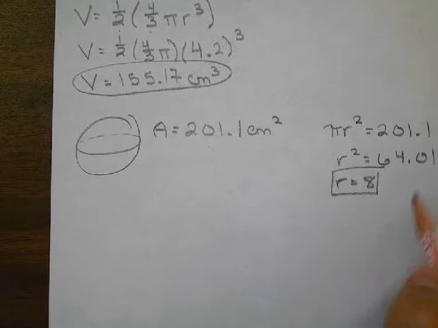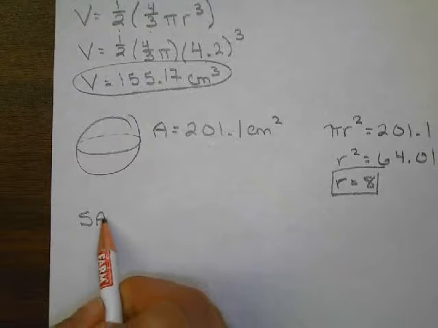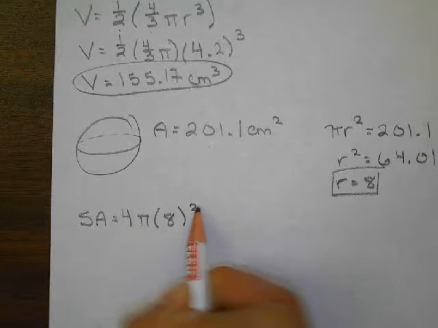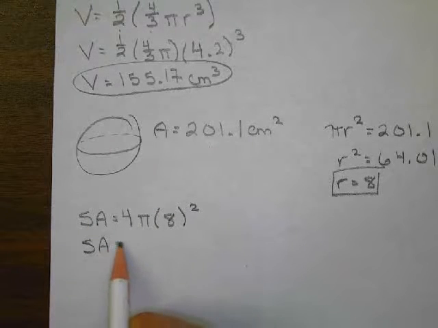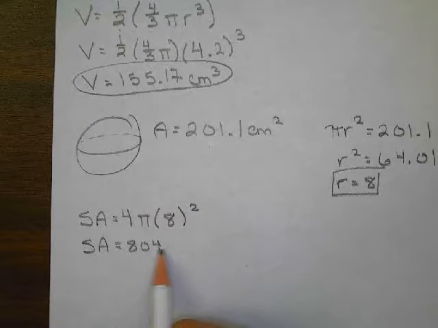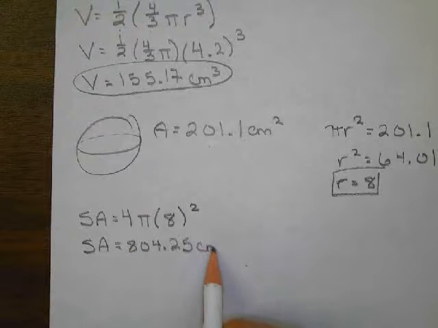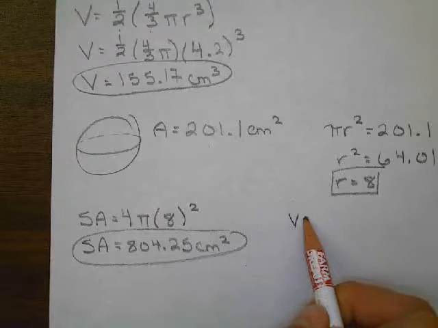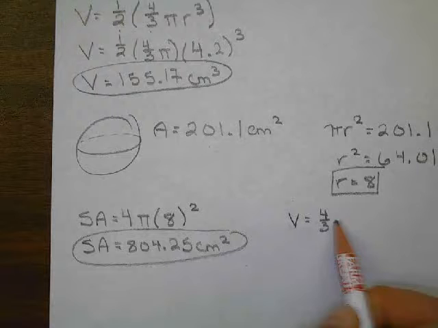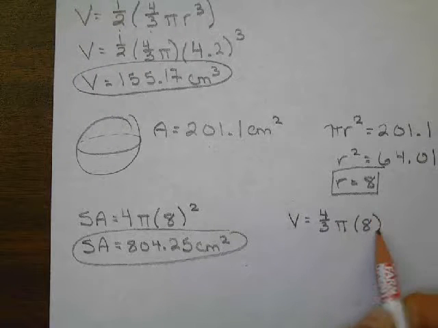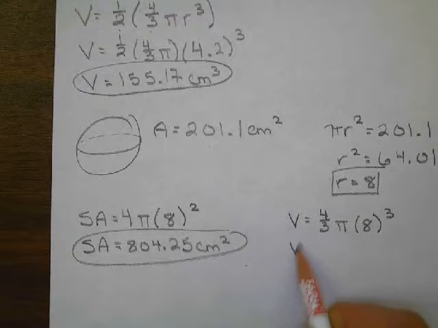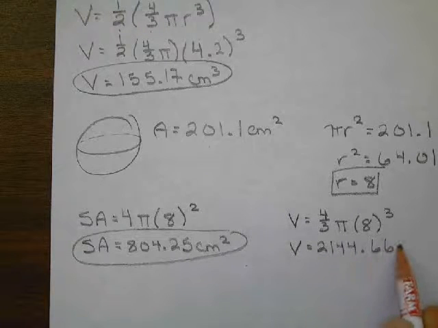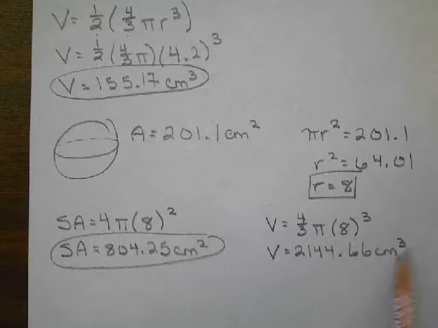Now that I have the radius, I can just plug it in. So surface area is going to be 4 times pi times our radius squared. So the surface area is 804.25 centimeters squared. The volume is 4/3 pi times the radius cubed. So my volume is 2144.66 centimeters cubed.